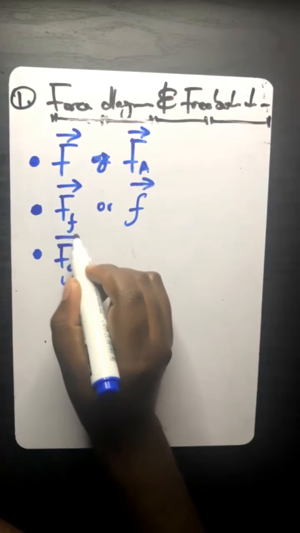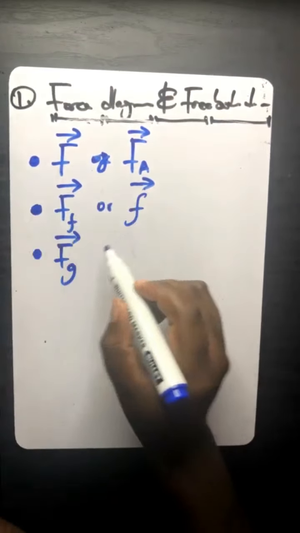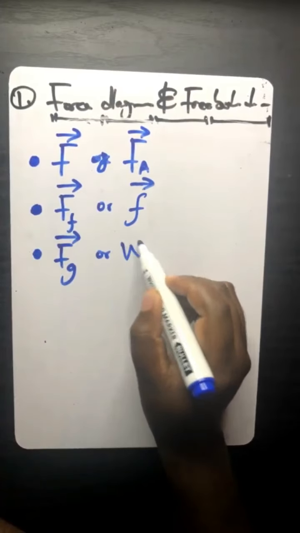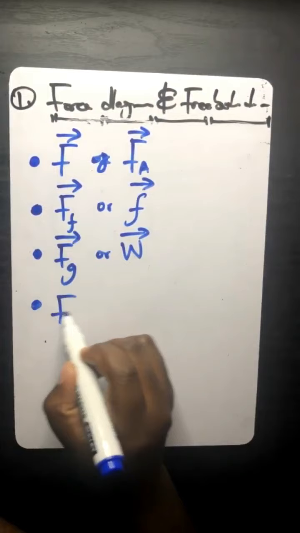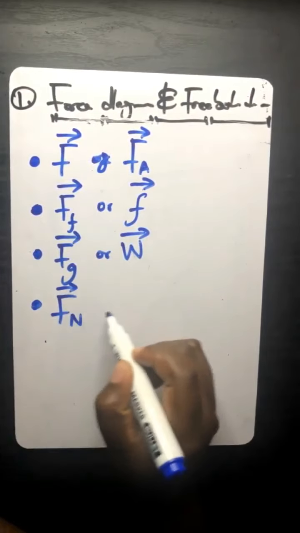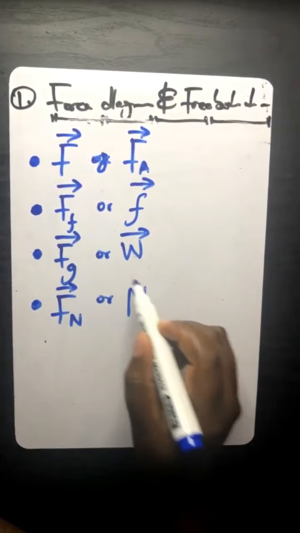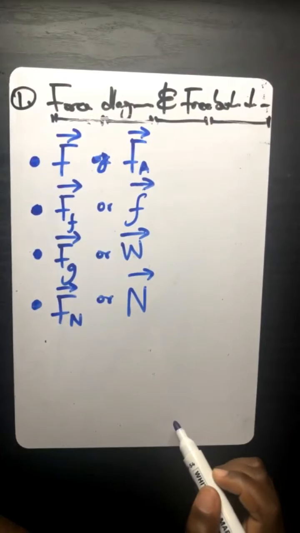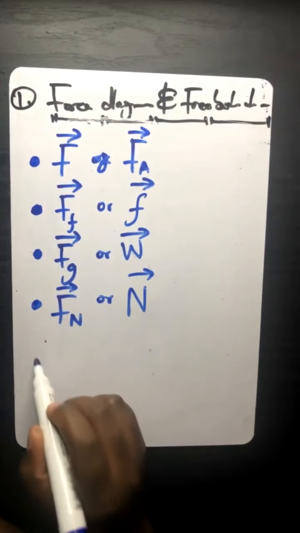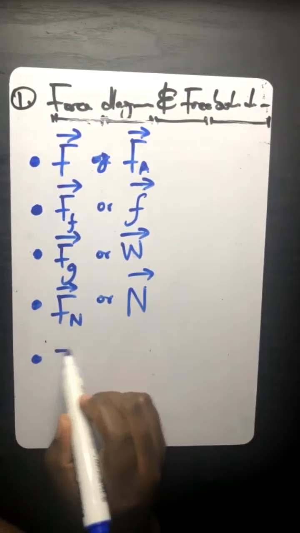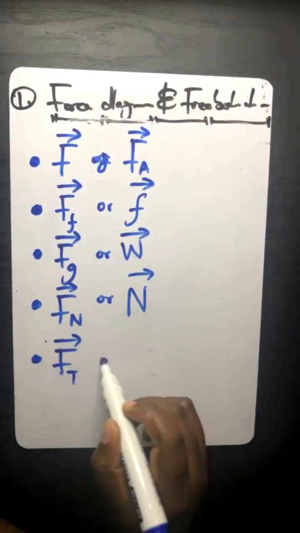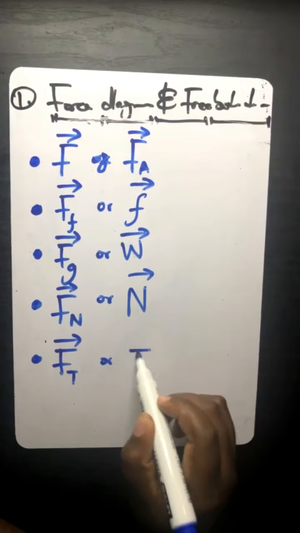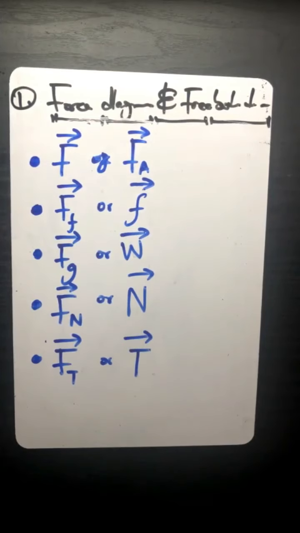No, the gravitational force, because this is the frictional force. Or you can represent it as the weight. The other one, obviously, is the normal force, or otherwise you can represent it as just N. And the last one, ladies and gentlemen, is the tension, with an arrow there. And then you say capital letter T, which means the tension.